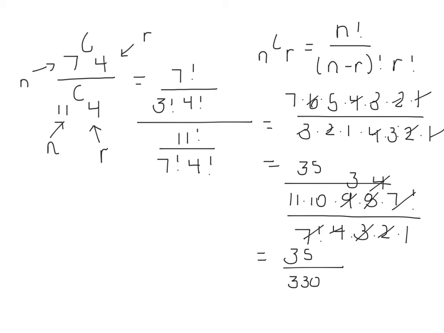If we reduce that answer, both 35 and 330 are divisible by 5. 35 divided by 5 is 7, and 330 divided by 5 is 66. So 7 combinations of 4 divided by 11 combinations of 4 is equivalent to 7 over 66.